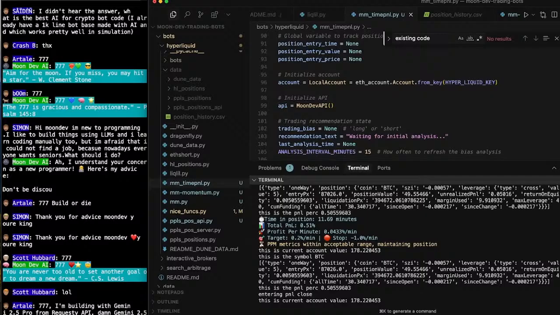Nice. Is it possible to make an algo using machine learning based on one setup? Of course, everything is possible, dude. There's not one thing in this world that's not possible.